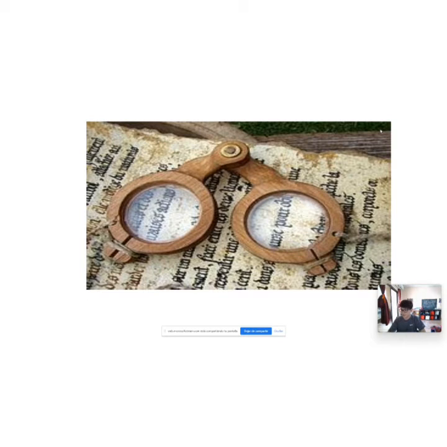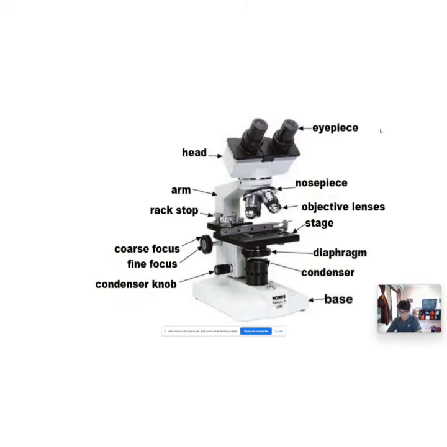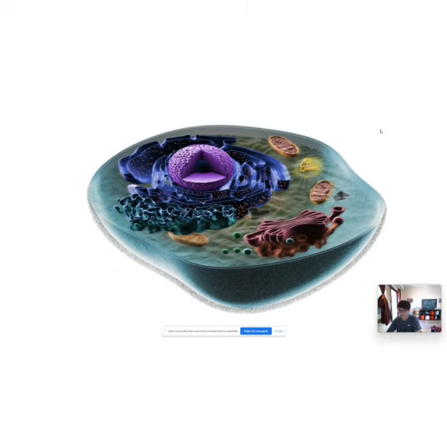Now let's fast forward to the cell theory. For the first postulate, we have that the cell is the morphological and structural unit of every living being. That is, all living beings are made up of cells and the products they generate. Here we have a modern microscope and a picture of a cell.